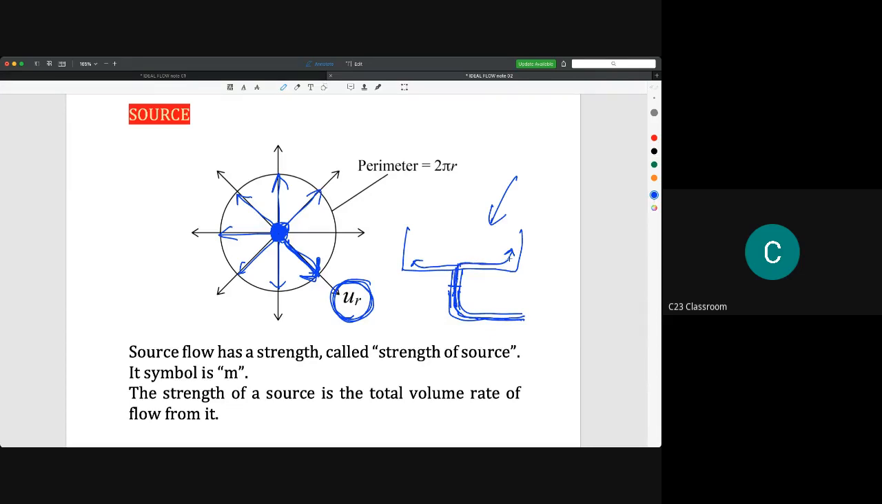rate. But in this topic, we don't call it flow rate. We call it the strength of source. So for these sentences, a source flow has a strength called the strength of source, and its symbol is M. What I mean is, as stated here, the strength of a source is the total volume flow rate or flow from it.